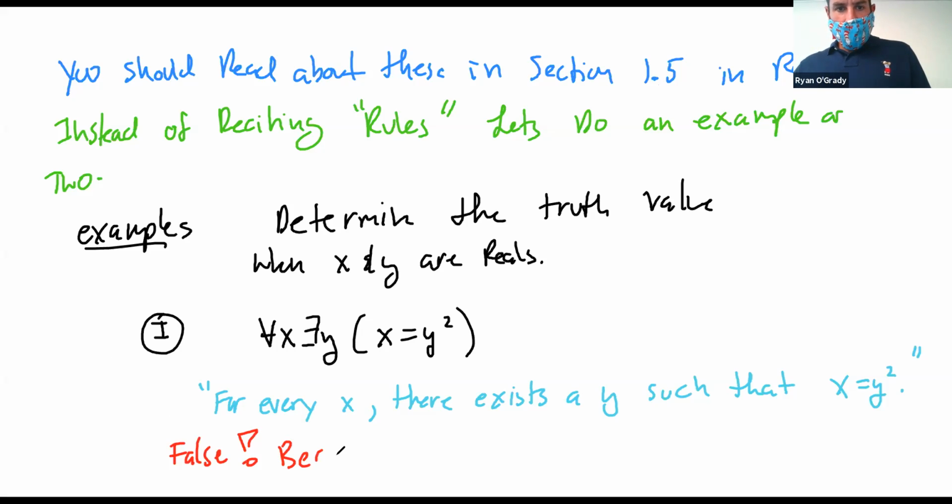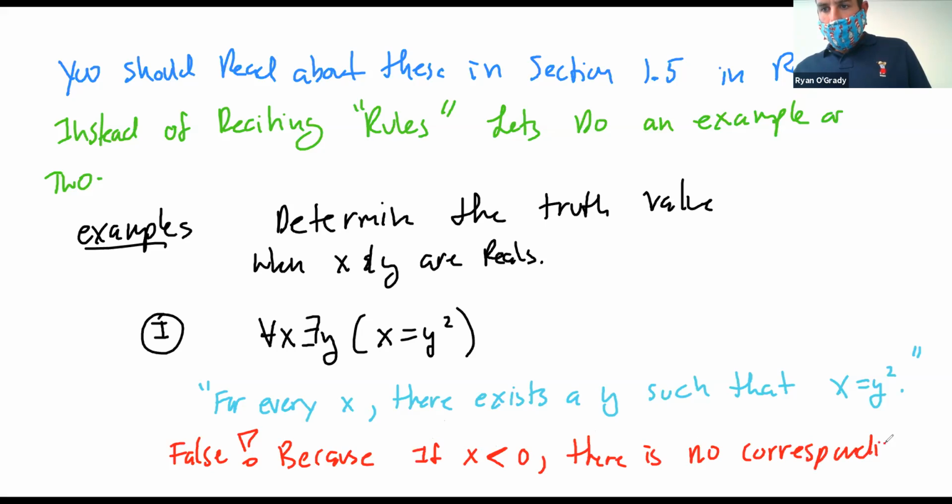And let's explain why. Because if x equals a negative number, so I can even say that can be general. I'm giving you infinitely many counterexamples. So if x is less than 0, there is no corresponding y. Does that make sense?